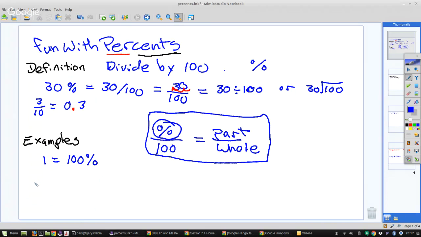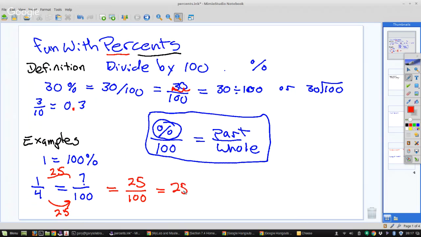Sometimes we start with a number like, say, 1/4. As a percentage, I would need to rewrite that as something out of 100. The question is, what goes in the top? Well, 4 goes into 100 25 times, so proportionally I could say, if I need to multiply by 25 to get there, I need to do the same thing to the top to have an equivalent fraction. So 1/4 is 25 out of 100. Dividing by 100 is a percent, so that must be 25%.